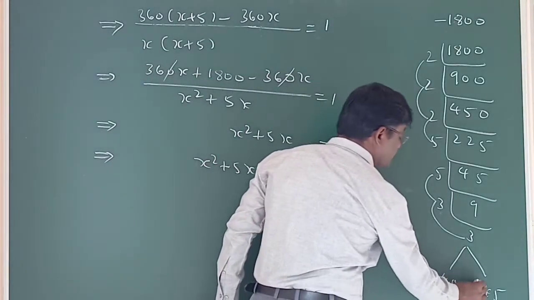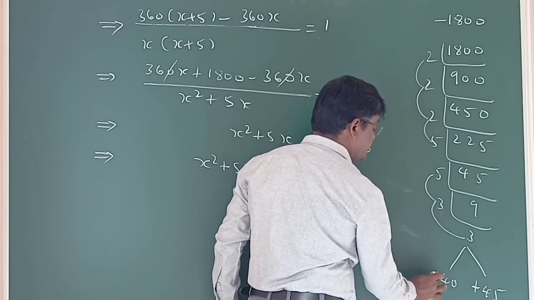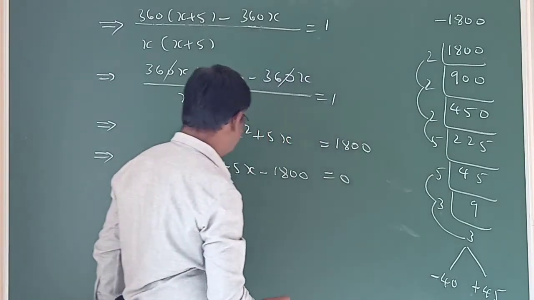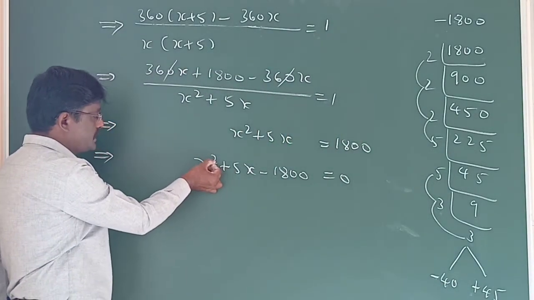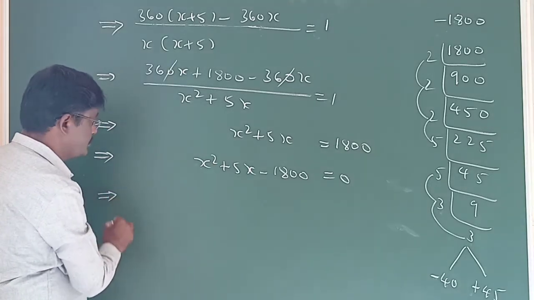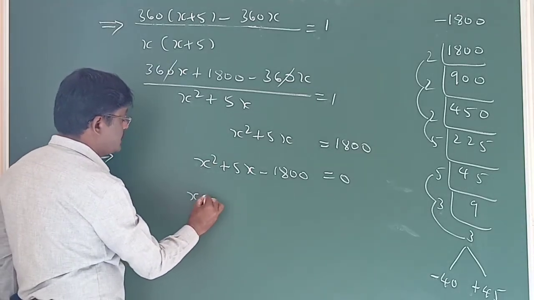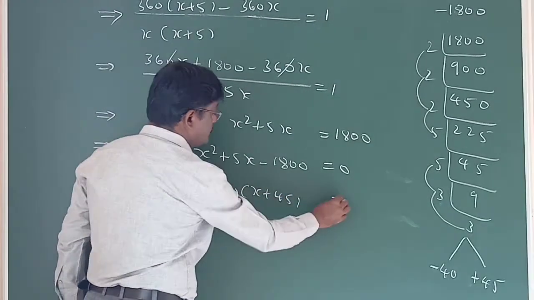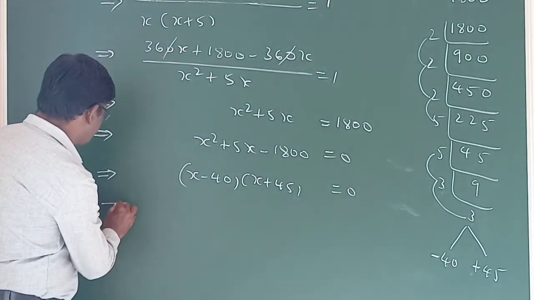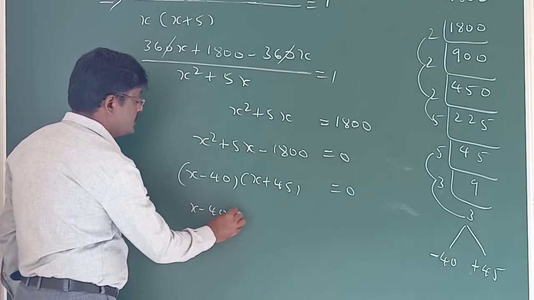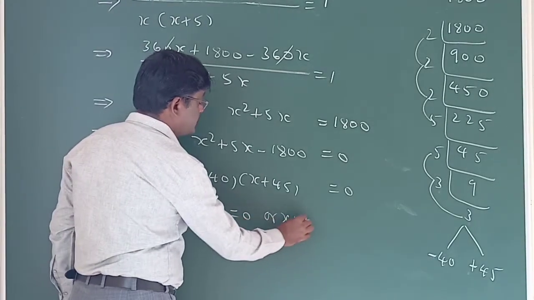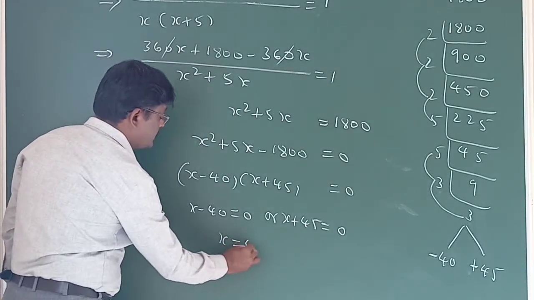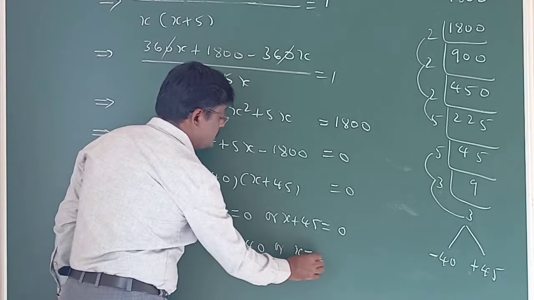Therefore, very simple common sense. Giving different signs, plus and minus, we get minus, and the difference is plus. And here one more advantage we have, coefficient of x square is unity. Already I told you, you know that. Now therefore we shall write like this: x minus 40 into x plus 45 equal to 0. This implies x minus 40 equal to 0 or x plus 45 equal to 0. This implies x equal to 40 or x equal to minus 45.